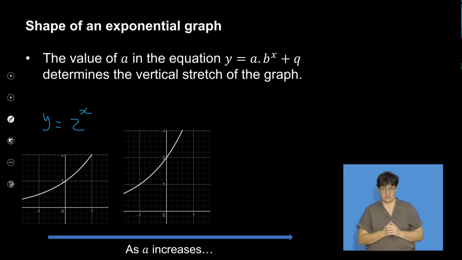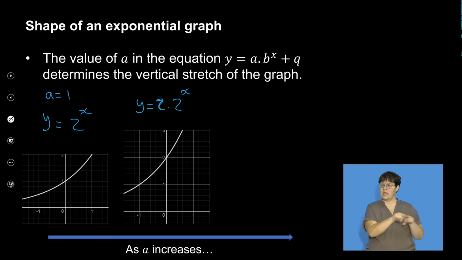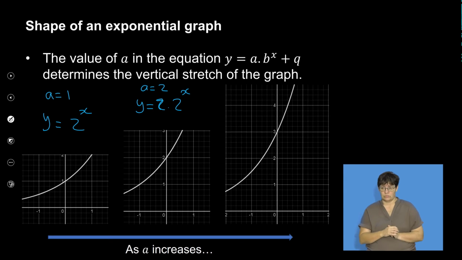And then we say this is the same as y is equal to 2 multiplied by 2 to the exponent of x, right? Here the value of a was equal to 1. Here the value of a is equal to 2. And then the third graph will be when y is equal to 3 multiplied by 2 to the exponent of x. Now a here is equal to 3, not 1.